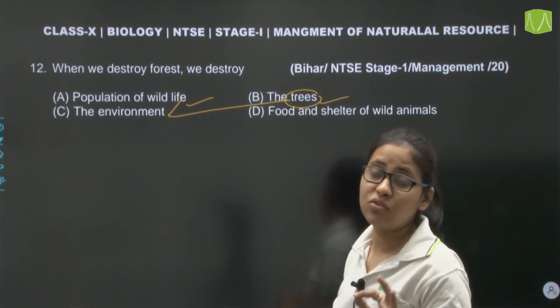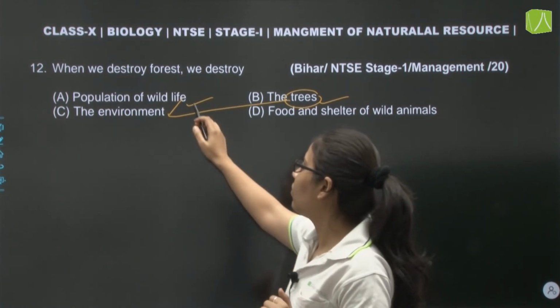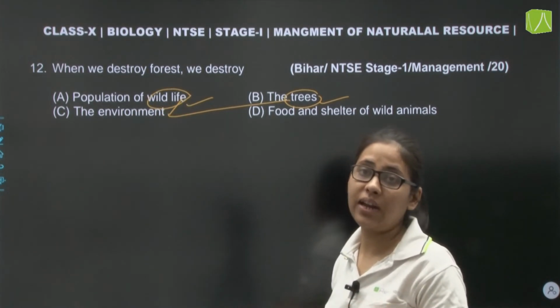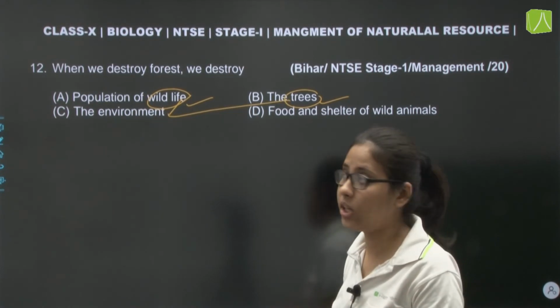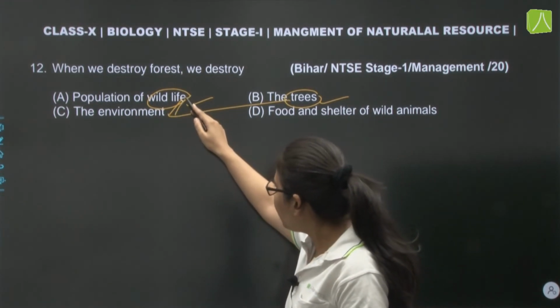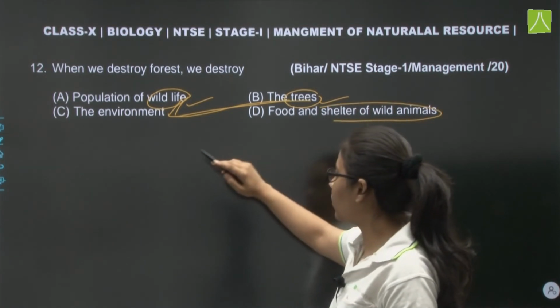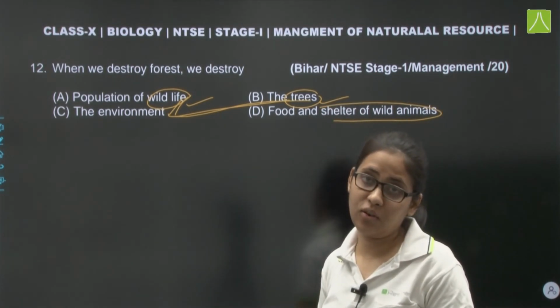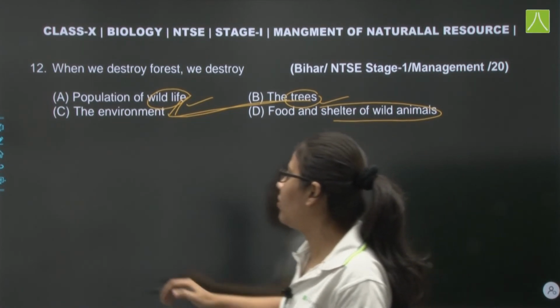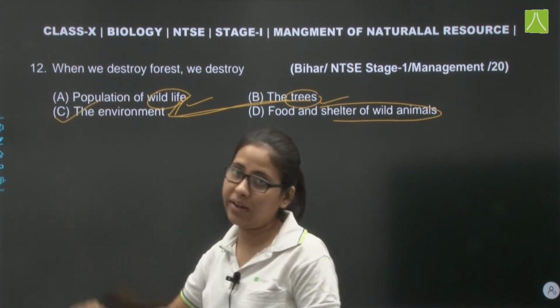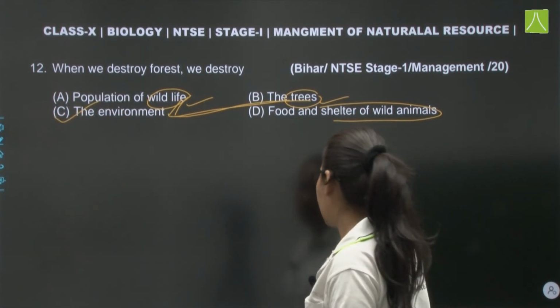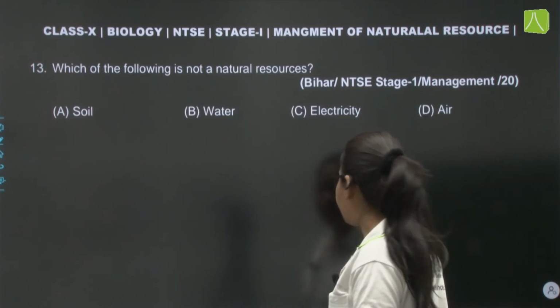Forest does not consist of only trees or only wildlife. Forest में सिर्फ wildlife ही नहीं होती या सिर्फ trees ही नहीं होते. Forest में wildlife भी होती है और trees भी होते हैं. Food and shelter of wild animals, this is also correct. But the most appropriate answer over here is the environment, because it consists of both abiotic and biotic components. So the correct answer is C.